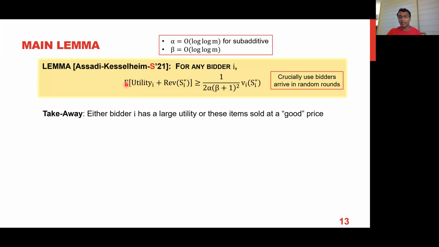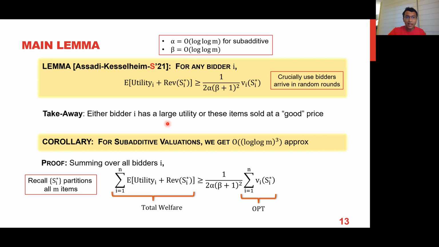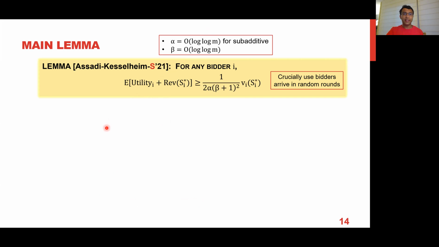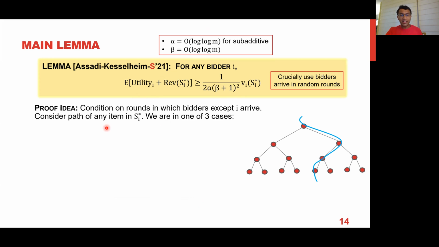Our main technical lemma is that the expected utility plus the revenue that we get gives us roughly a poly-beta approximation, where beta is roughly log m. Once we have this technical lemma, the main proof goes through easily, simply because I can just sum this up over all the bidders. And the idea for the main technical lemma is as follows: you just condition on all the bidders in all the rounds.